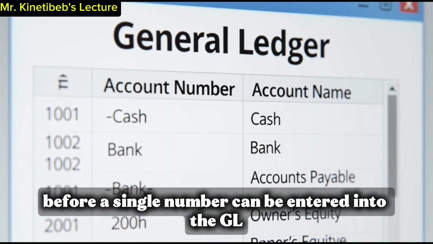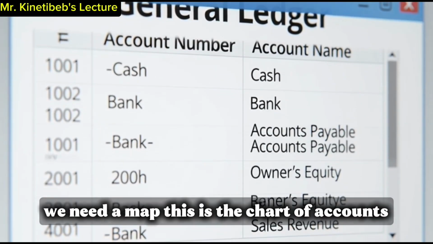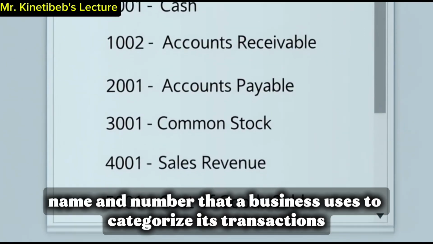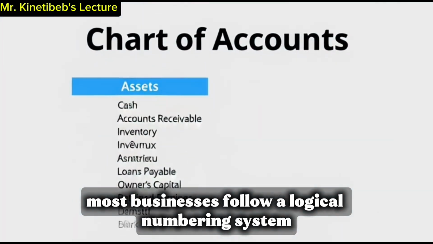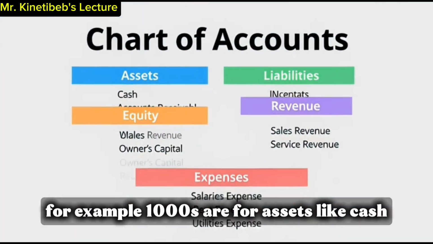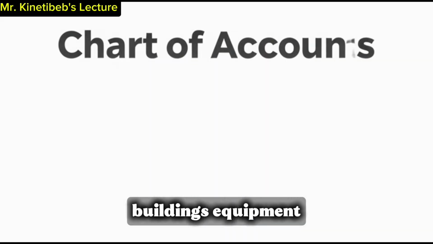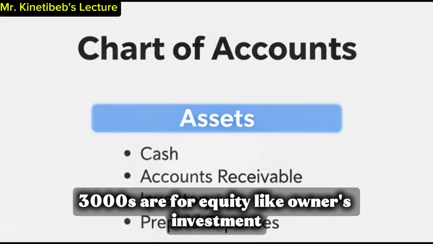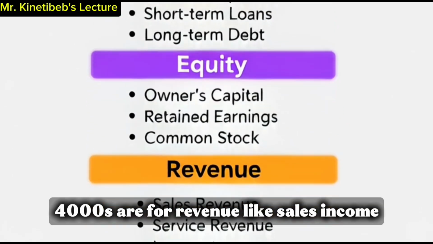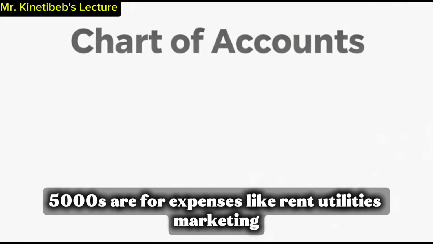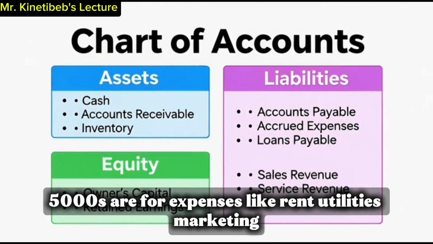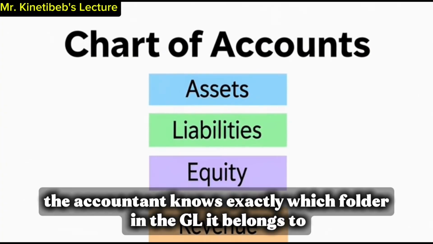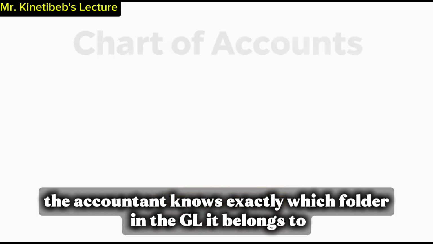Before a single number can be entered into the GL, we need a map. This is the chart of accounts. It's an index of every account name and number that a business uses to categorize its transactions. Most businesses follow a logical numbering system. For example, 1000s are for assets, like cash, buildings, equipment. 2000s are for liabilities, like loans and bills to pay. 3000s are for equity, like owner's investment. 4000s are for revenue, like sales income. 5000s are for expenses, like rent, utilities, marketing. This organization ensures that when a transaction occurs, the accountant knows exactly which folder in the GL it belongs to.